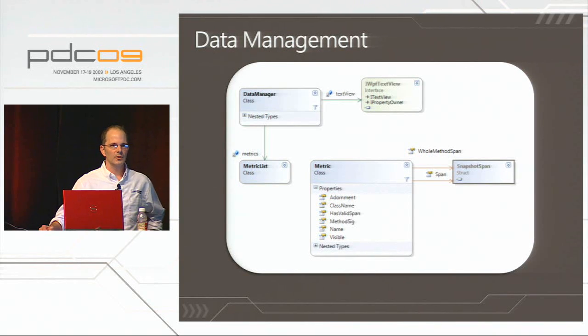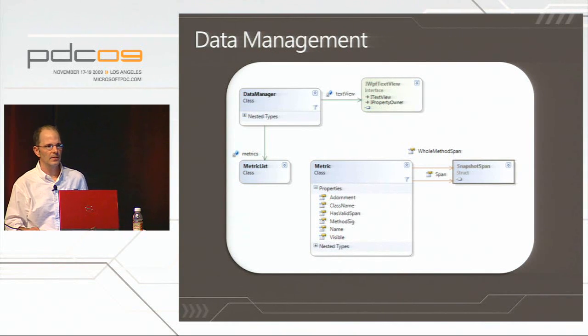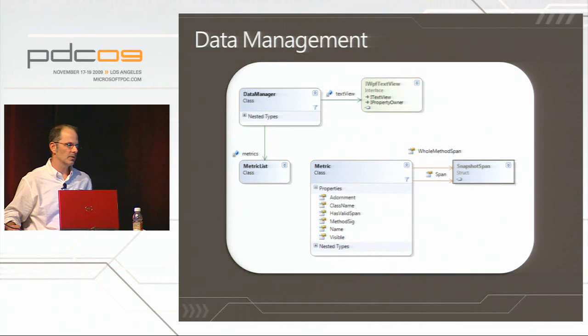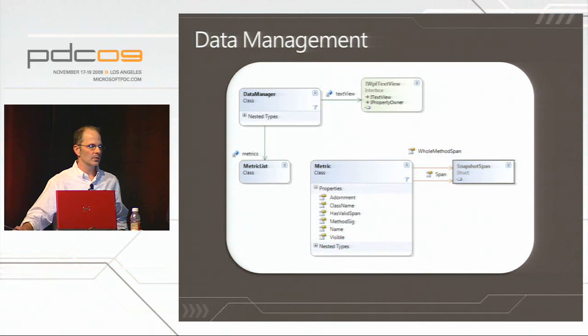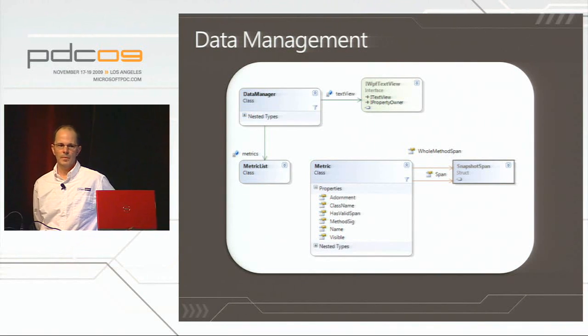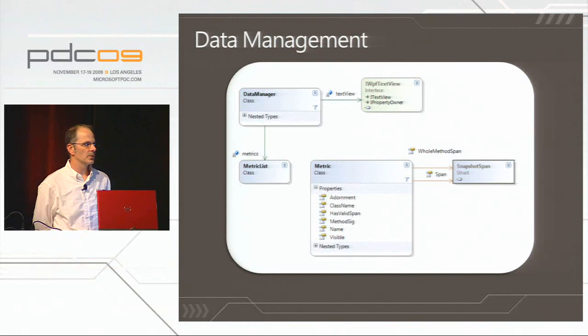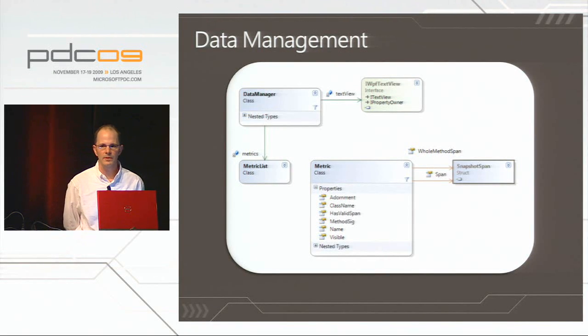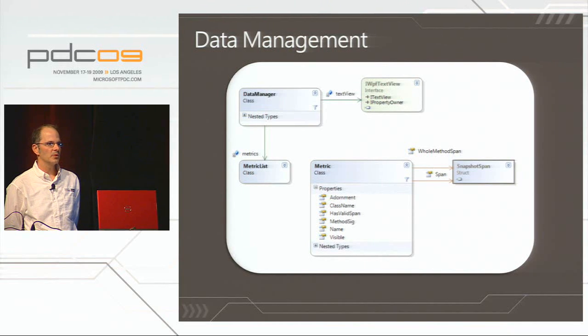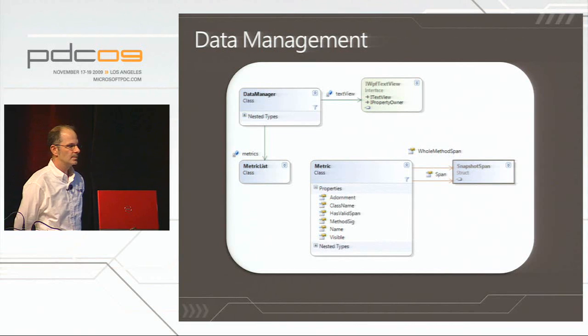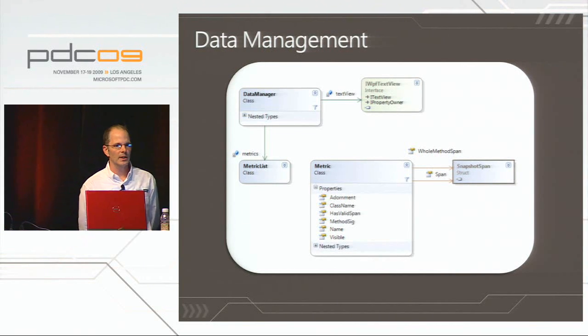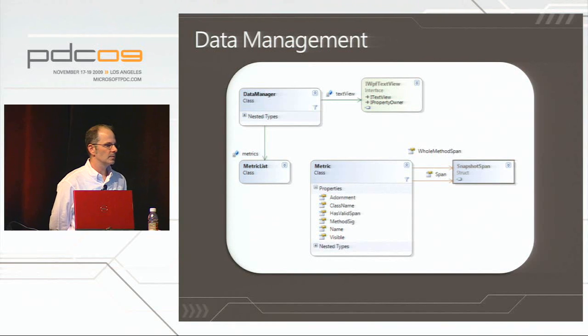The data manager's job is to create a metric class for each method that has data, and that metric ties together the actual data, the method, and where in the text view, the text buffer, that method is located. And it does that through this snapshot span here. You can see that off to the left. That is a Visual Studio API, and it represents an immutable part of the buffer. So you can actually take snapshots of the text buffer and use them without fear that they will change underneath you as the user is editing code or whatever. So these snapshot spans we use to track the start of the method and the actual body of the entire method.